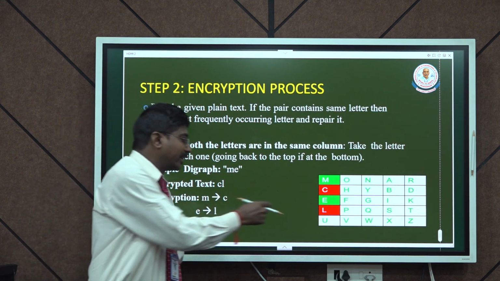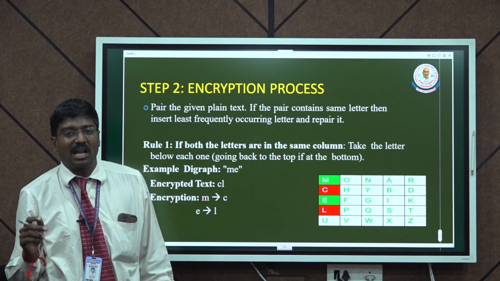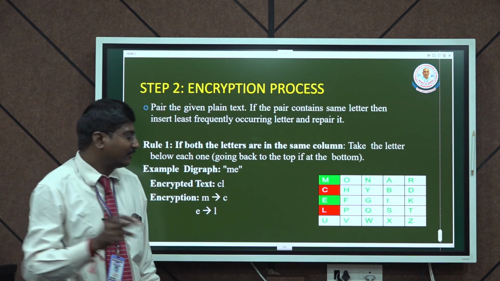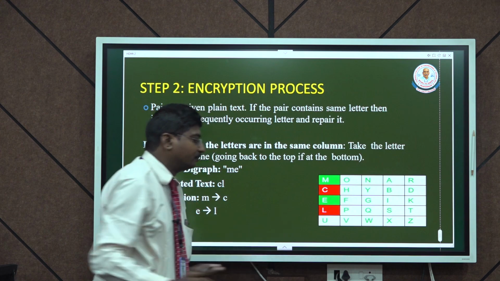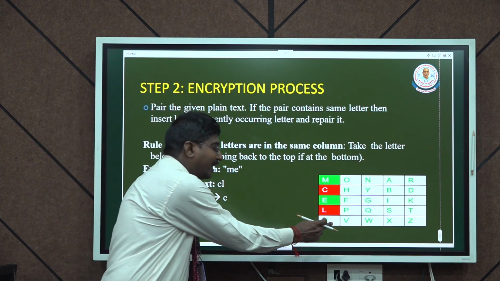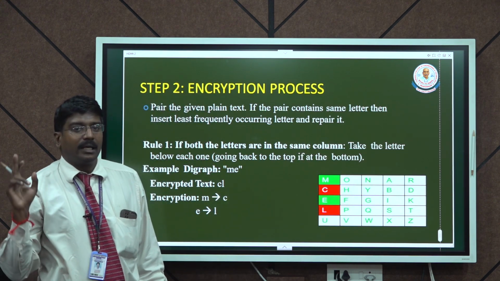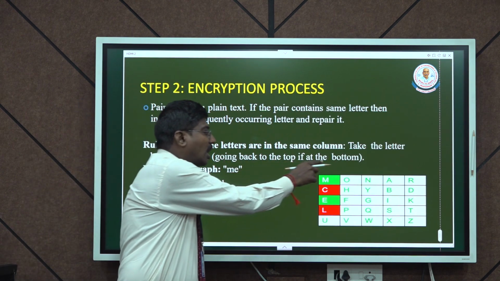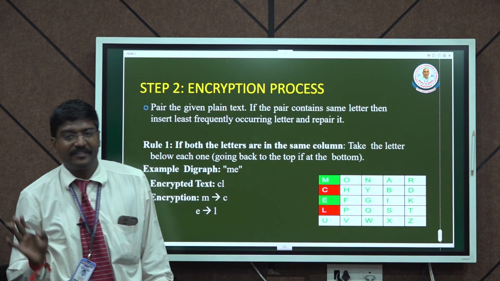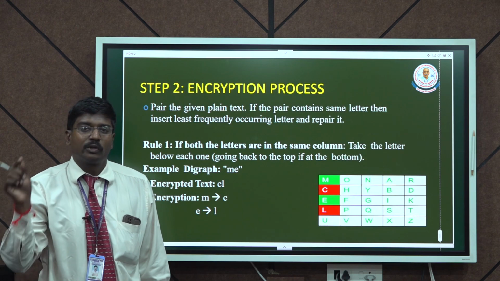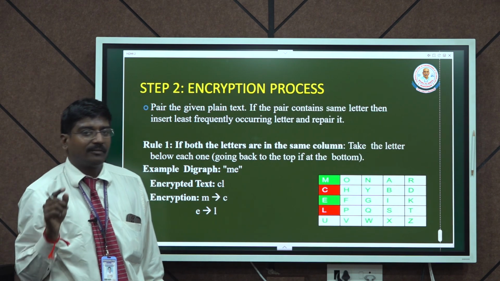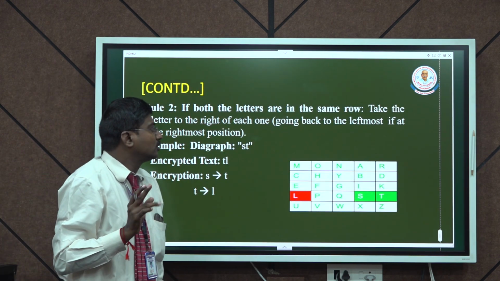And another one, if the plain text contains the last element of the column, for example U, then you have to take the top element. If the text is present at the bottom, you go back to the top and take the top element of the column. So, this is rule 1.